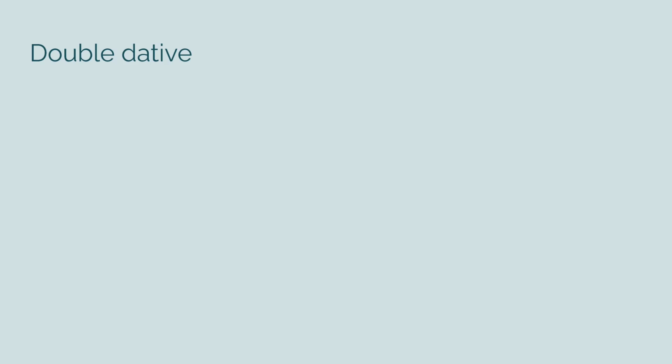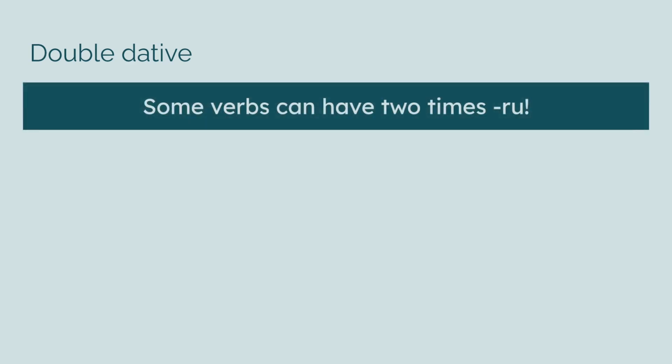Now we are almost done. I have 2 more topics for you. First of all is the so-called double dative. Some verbs can have 2 times ru. This sounds a bit complicated, but is not that bad. First of all, because there are only 3 verbs that can do this as far as we know. There might be more verbs. There are certainly more verbs where it would make sense to have 2 times ru. But there are only 3 verbs where we right now have official confirmation that we can use 2 times ru in one sentence. So let's look at these 3 verbs.